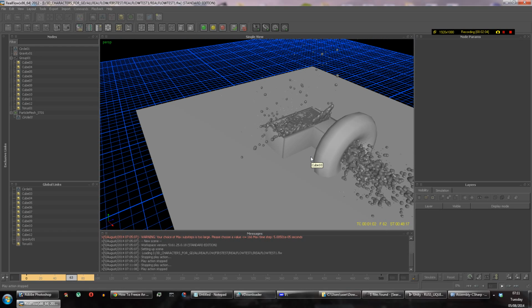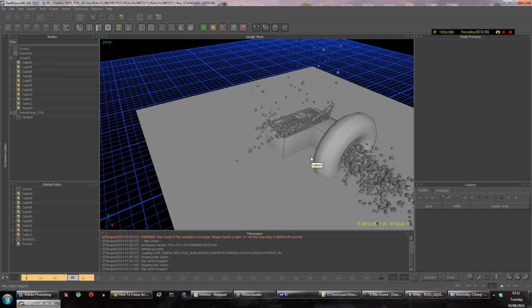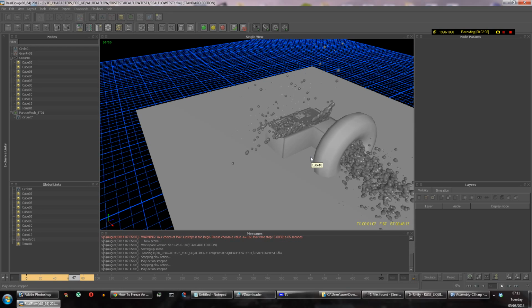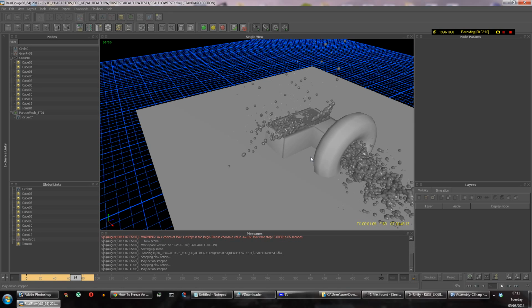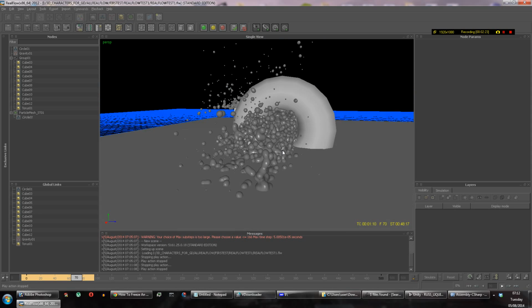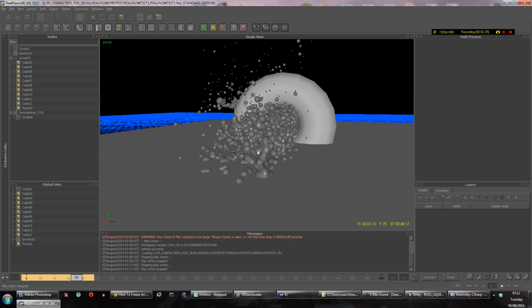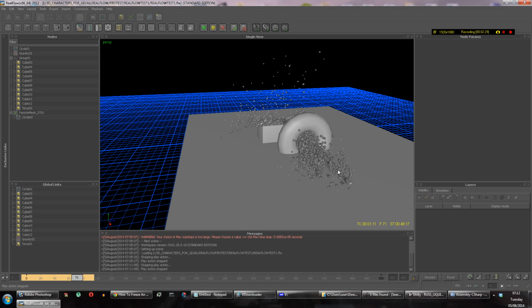about 30 megabytes of RAM for each frame, even at this quality, and I'm only able to use about 80 or 90 frames. But even with a small amount of frames like that, at a very low resolution in Realflow terms, it's struggling. You can create a very convincing and nice water effect.